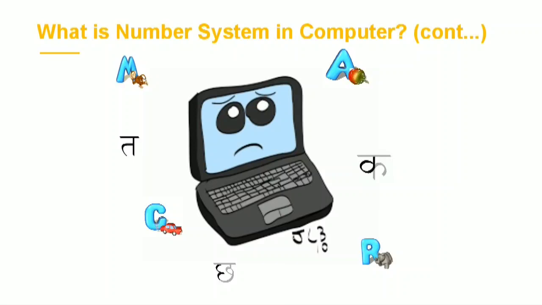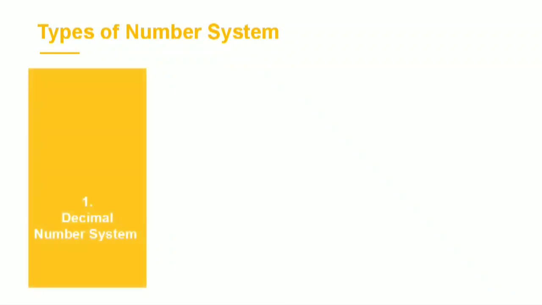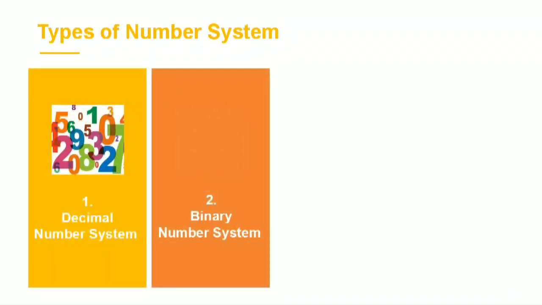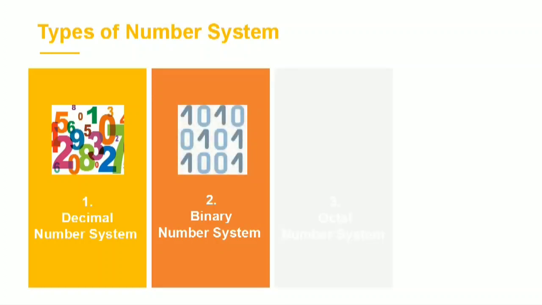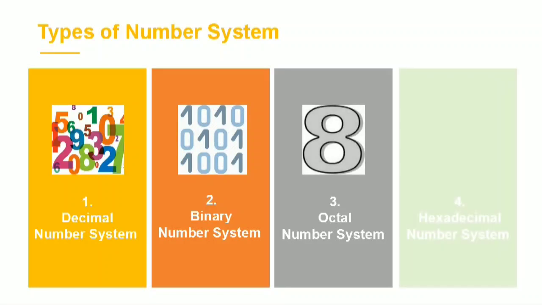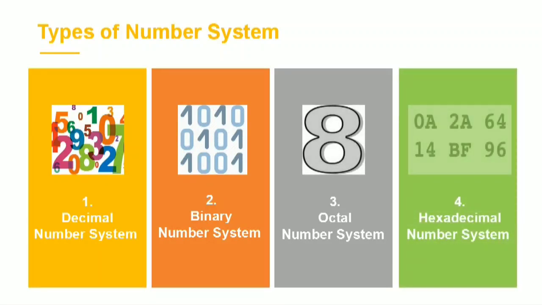So there are four ways we can represent the number, and that will be the types of number system. There are basically four types of number system. Number 1, decimal number system. Number 2, binary number system. Number 3, octal number system. And number 4, hexadecimal number system. So in this chapter, we will learn all the four number systems one by one.